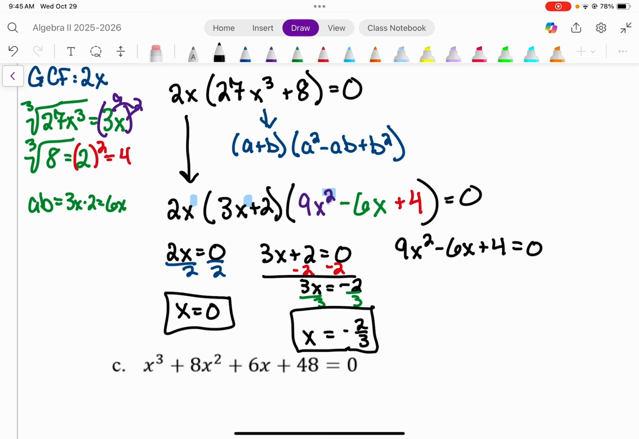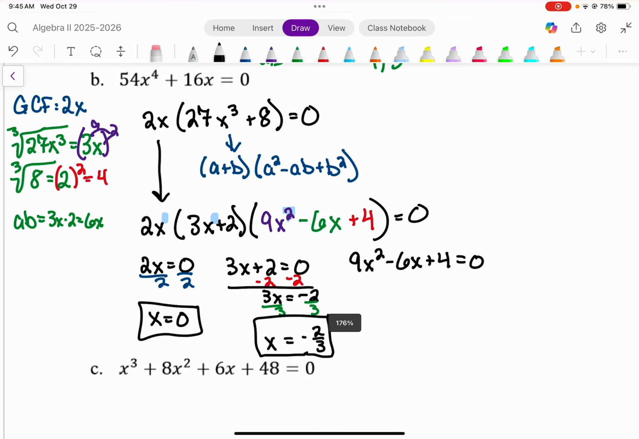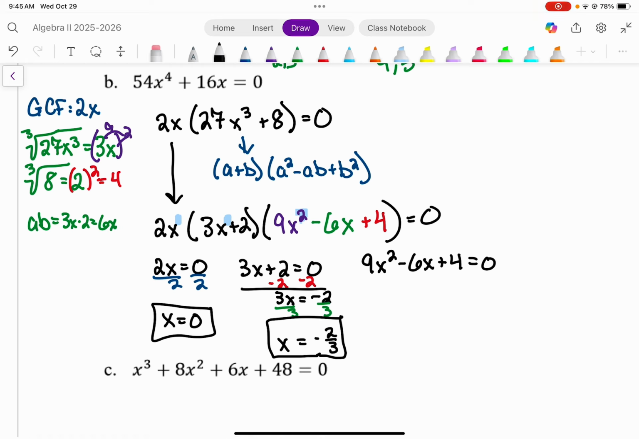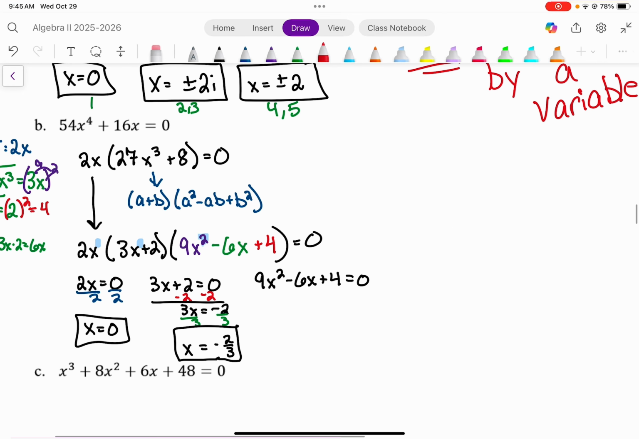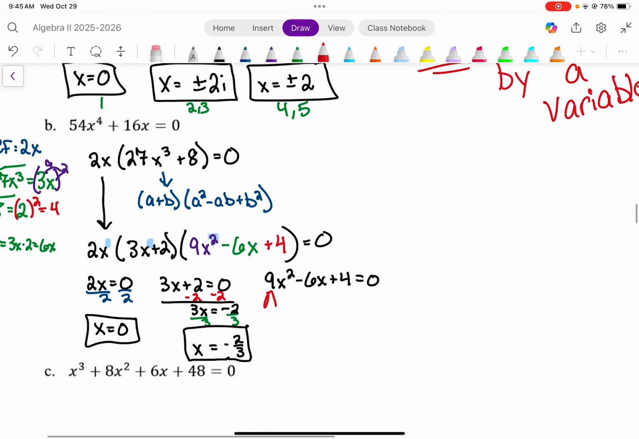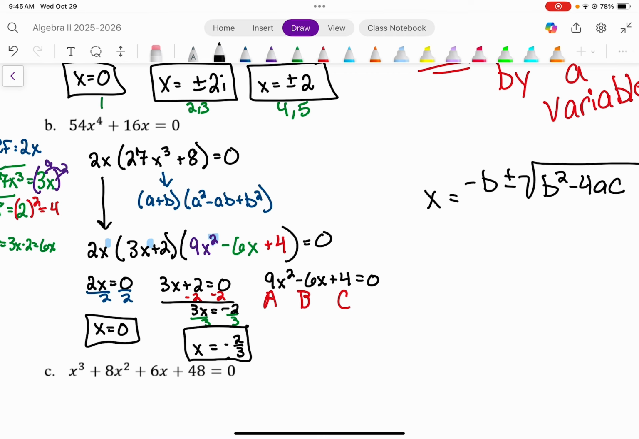That leads us to our last set of parentheses, our 9x squared minus 6x plus 4. Now, that one's not going to be able to be factored any further. Because we can't factor it, we have to find another way to solve it. So we're going to do the quadratic formula. So our a value is 9, b is negative 6, and c is 4. Remember your quadratic formula, you have x equals negative b, or the opposite sign, plus or minus the square root of b squared minus 4ac, all over 2 times a.